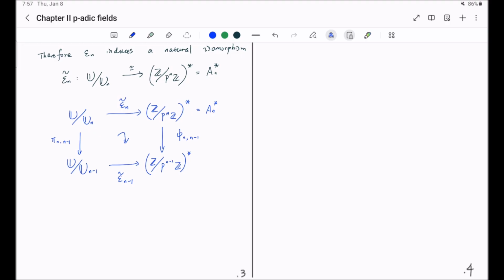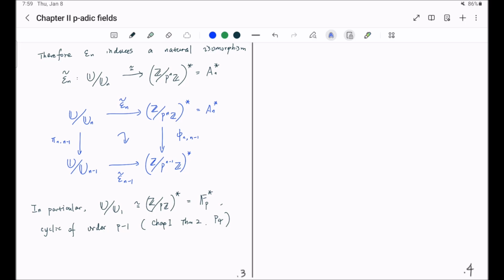In particular, if you look at U mod U_1, this is isomorphic to (Z mod pZ)^*. This is the multiplicative group of the finite field with p elements. And it's cyclic of order p minus 1. This is by theorem 2 on page 4 of Serre's book.